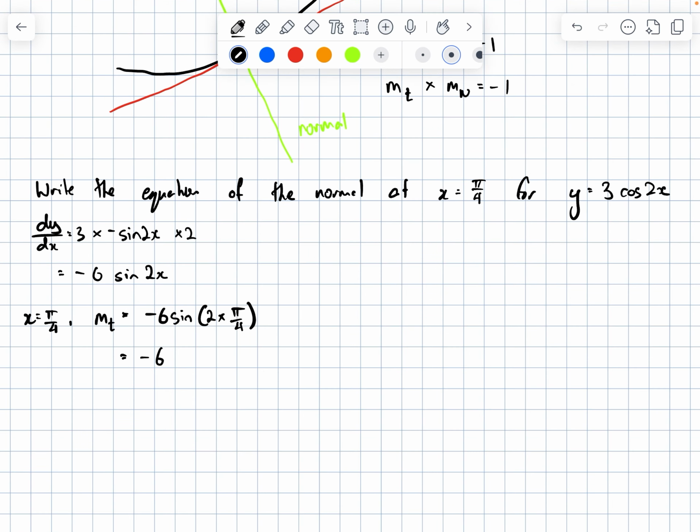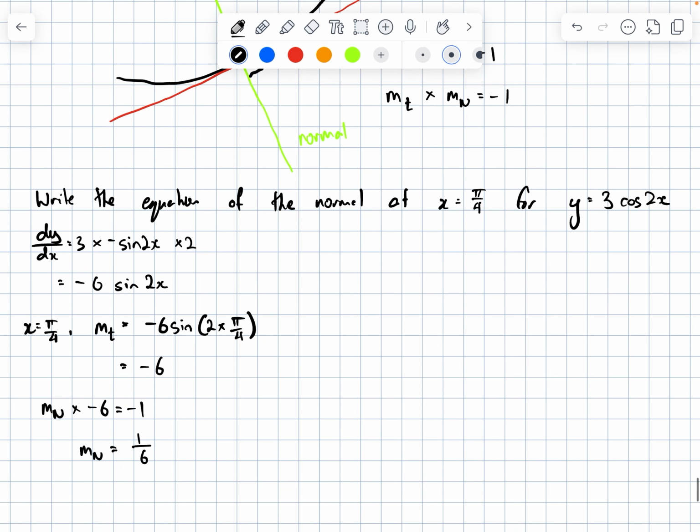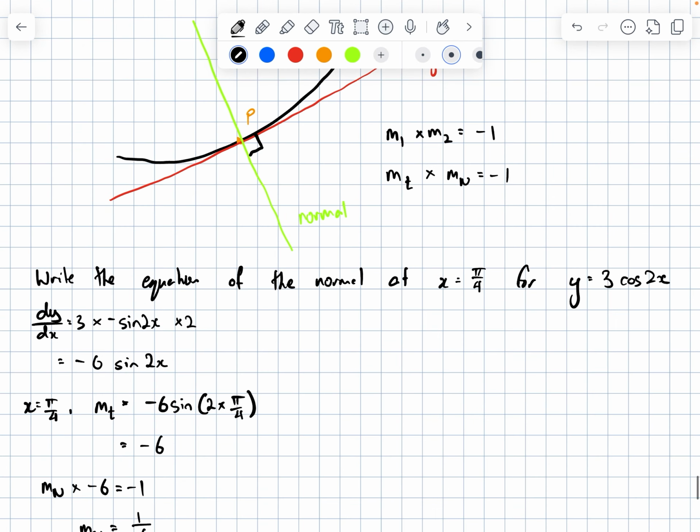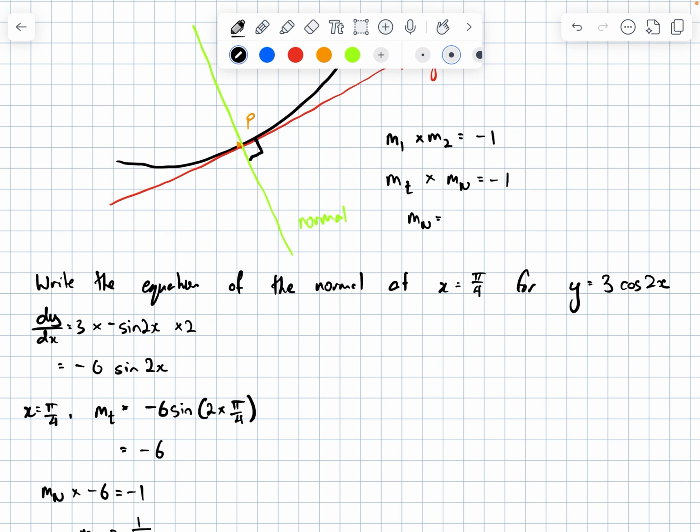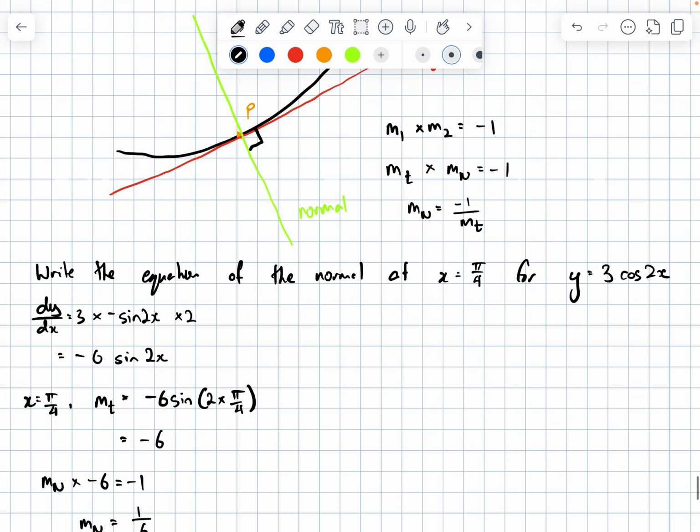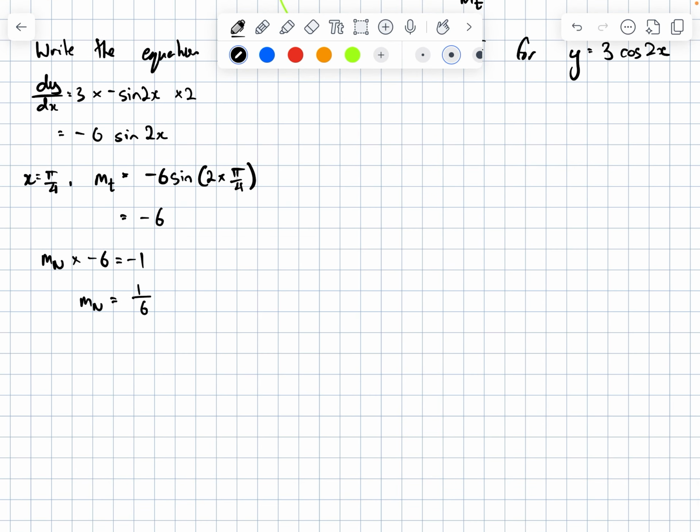Now that means that the gradient of the normal times the gradient of the tangent, which is -6, is equal to -1, and so the gradient of the normal is equal to 1/6. Basically, you can just learn that the gradient of the normal is equal to -1 over the gradient of the tangent, which essentially means change the sign. If it's positive, make it negative. If it's negative, make it positive, and then find the reciprocal of the fraction. So in this example, we're changing the sign of -6 to +6, and then finding its reciprocal, which becomes 1/6.